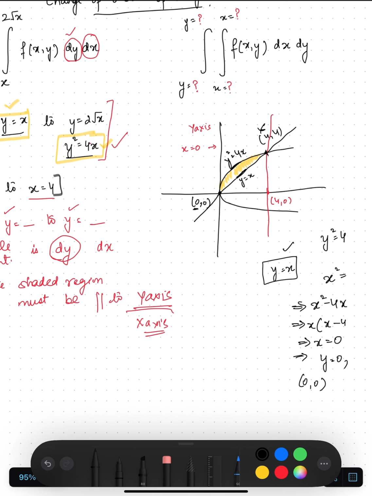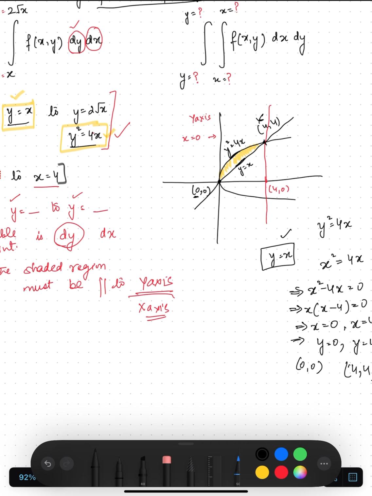Now I need an integrand like this. What I need is that the function f(x,y) should remain the same, but the inner limit should now be with respect to x. So it should be x equal to something to x equal to something.